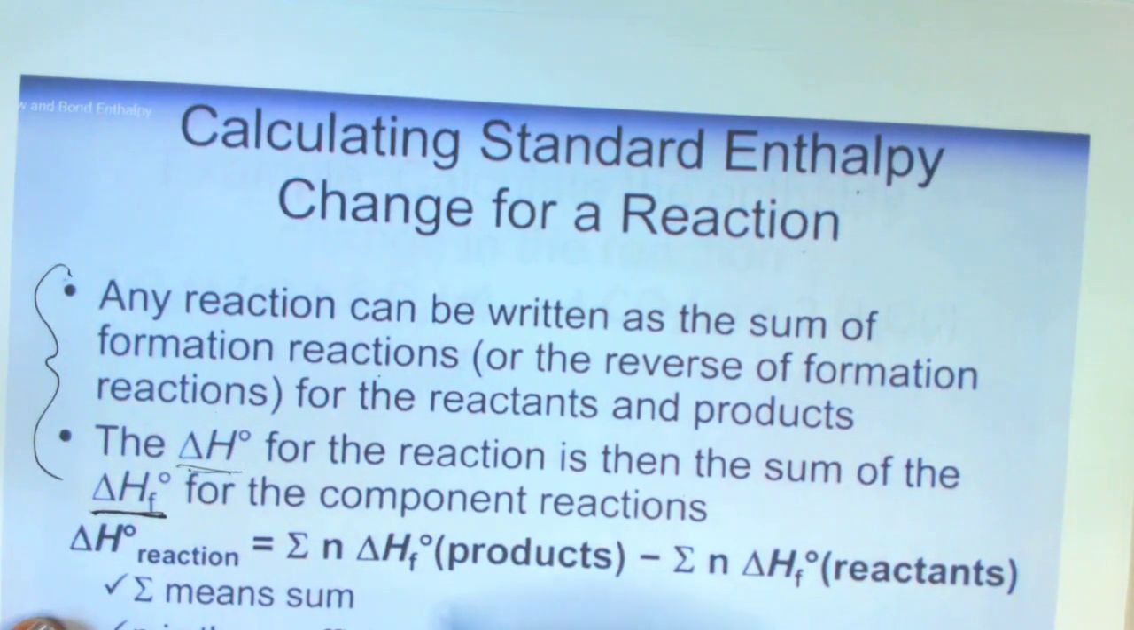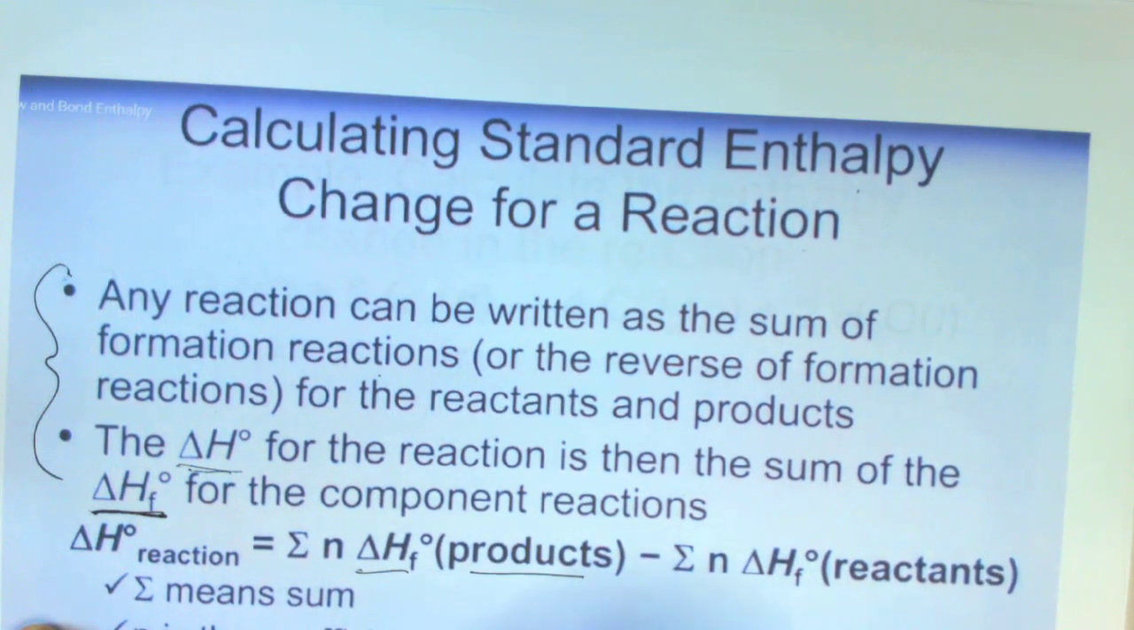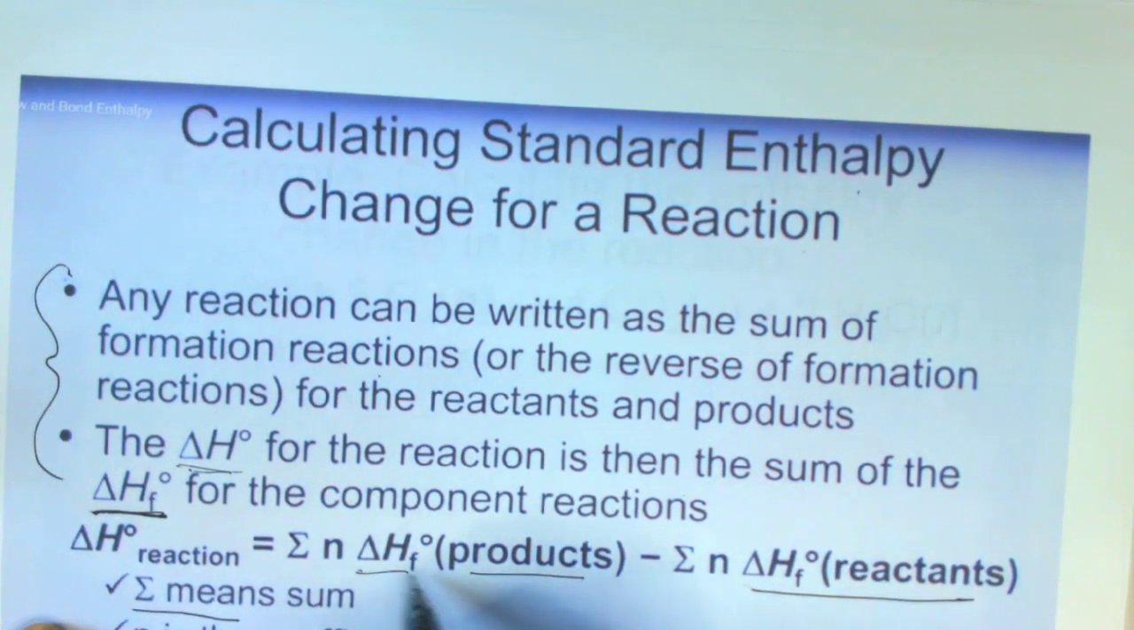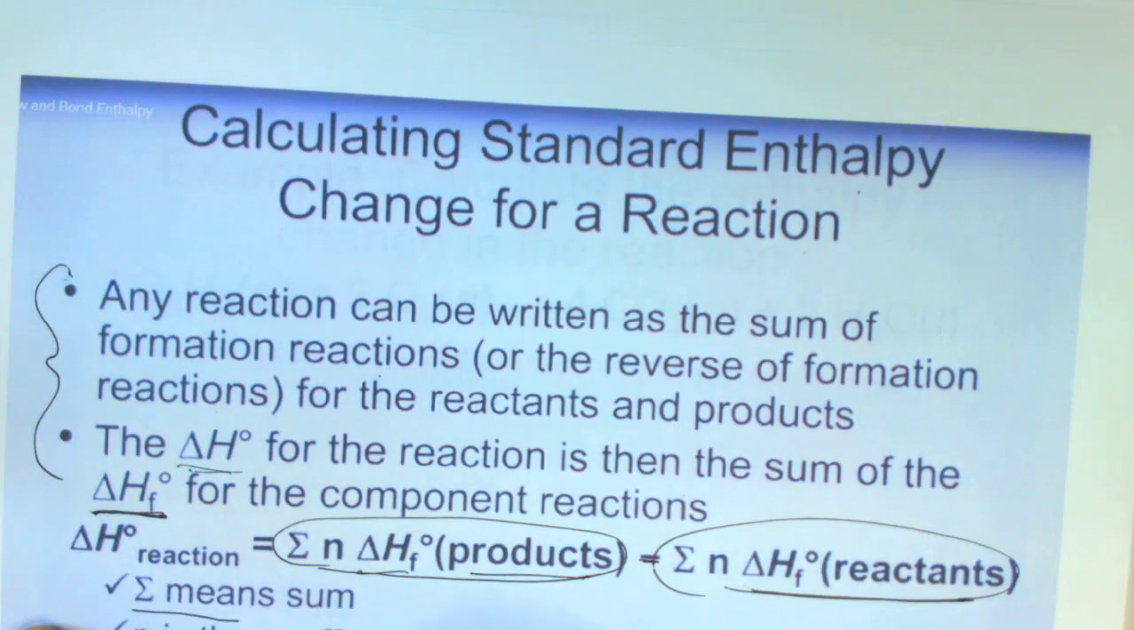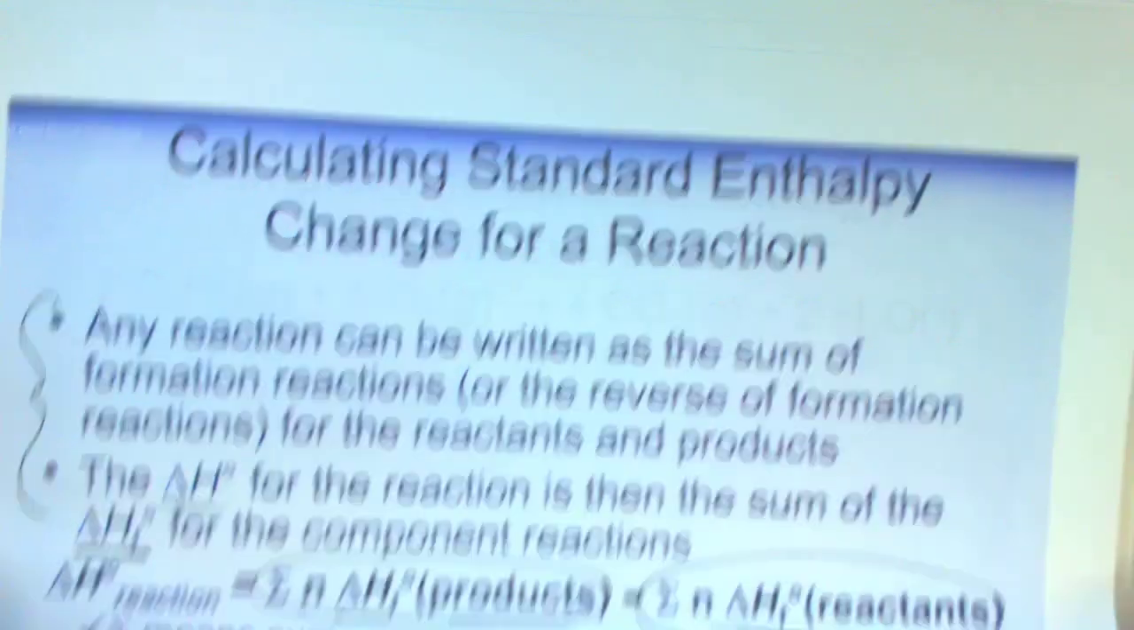But the other way we can do it is by finding these heats of formation for our products and subtracting the heat of formation from the reactants. So we're summing all of the heats of formation for the products and subtracting it from all of the reactants. And n is the coefficient of the reaction. So I'll show you what that means here in just a second. Let's do a practice problem.